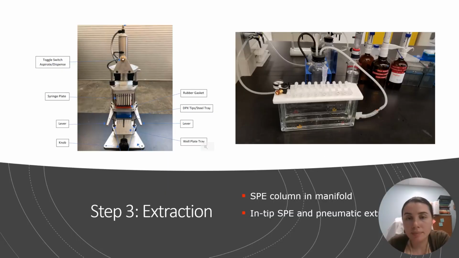And here I am showing you pictures of how this bind and elute process can work. Here we have bigger SPE columns. These we use for samples that are processed individually. And here you have a sample extractor, a pneumatic extractor with in-tip SPE. I know it's a little hard to see, but every well of these 96 well plates has a tip that goes into each well, and that tip has resin in there that is SPE.